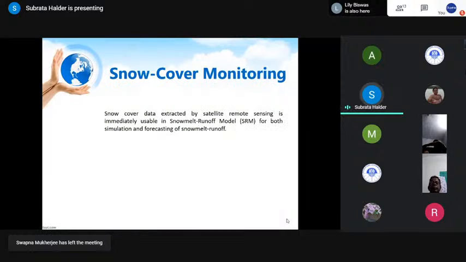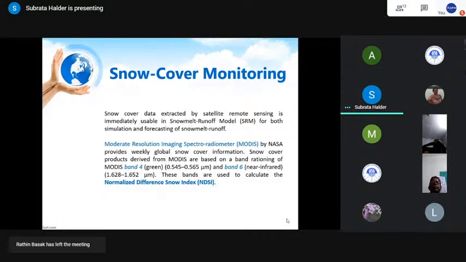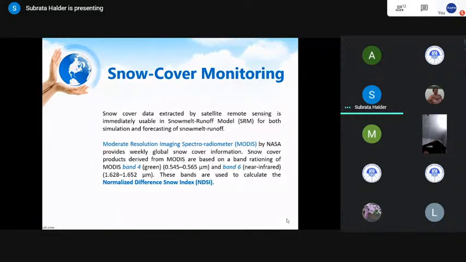Snow cover monitoring. Snow cover data extracted by the satellite remote sensing is immediately usable in snowmelt runoff model for both simulation and forecasting of the snowmelt runoff. Moderate Resolution Imaging Spectroradiometer, that is MODIS, satellite by NASA, provides weekly global snow cover information. Snow cover products derived from the MODIS are based on the band ratioing of MODIS band 4 and band 6. These bands are used to calculate the normalized difference snow index.